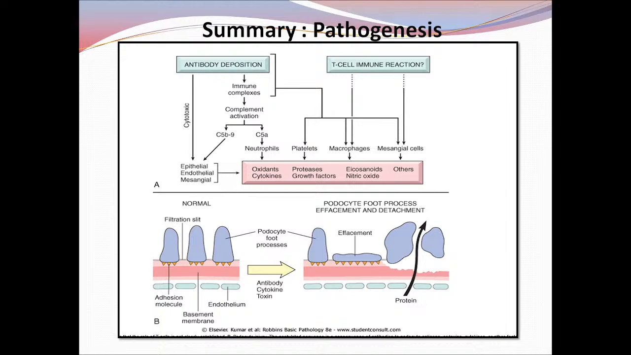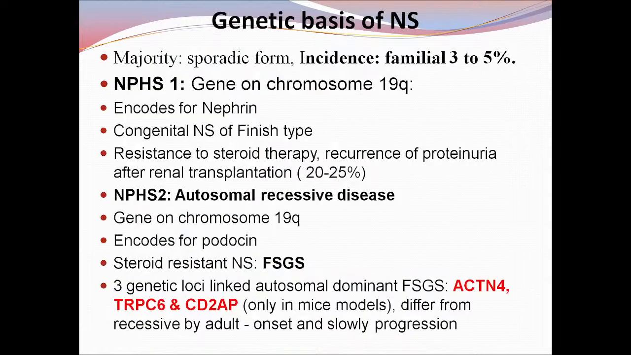And what I was talking about, we have seen this filtration slit, and when there is a loss of foot processes, there is effacement of foot processes, and there is a loss of protein. So, that is an important finding when we talk about loss of this nephrin or the podocin. So, there are some genetic basis of nephrotic syndrome. So, when the molecular damage, that I have told you just now, nephrin or podocin, it is about 3 to 5%.